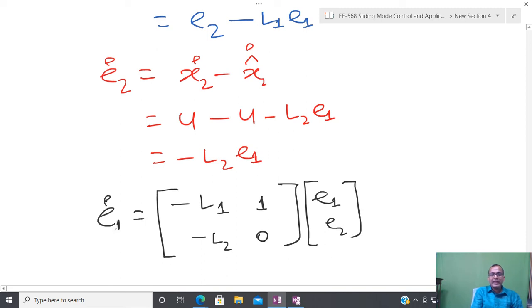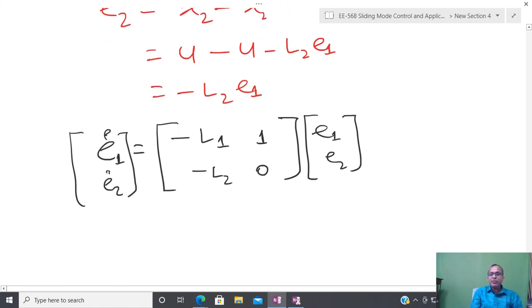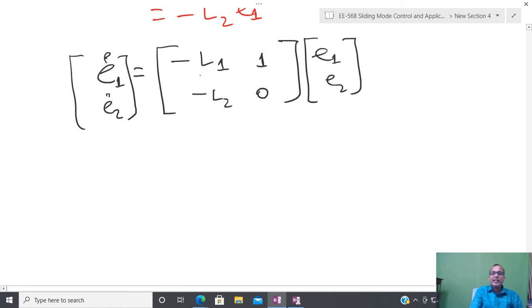So this you can also write in a similar way, E1, E2. Now I have the combined system like this, and I have already told you that the gains L1 and L2 are in our hand, so I can select them. Could you please tell me how to select L1, L2 such that E1 and E2 tend towards 0 as t tends towards infinity?